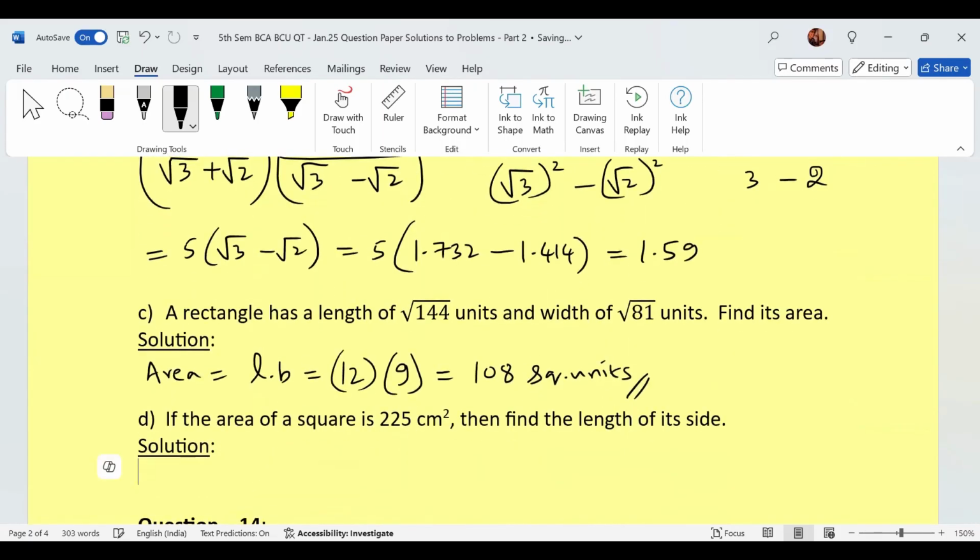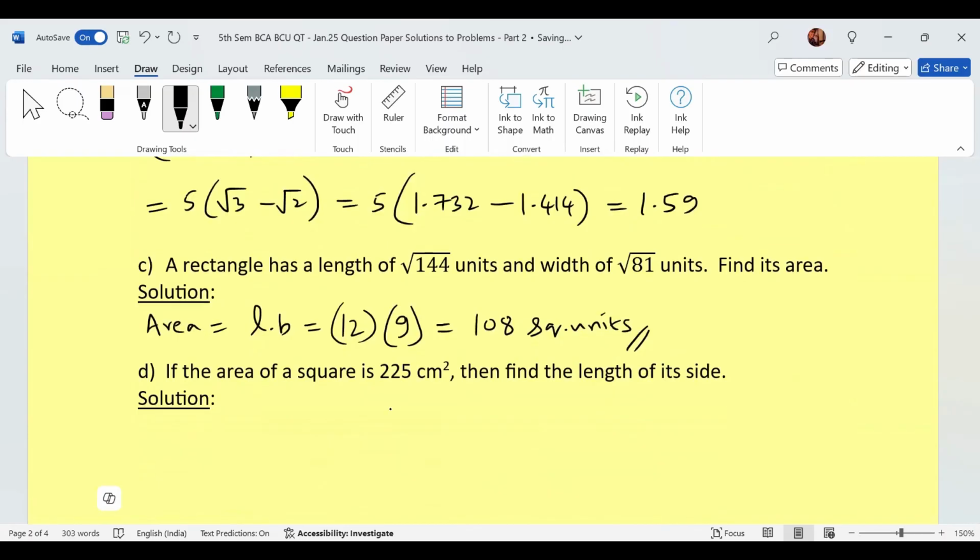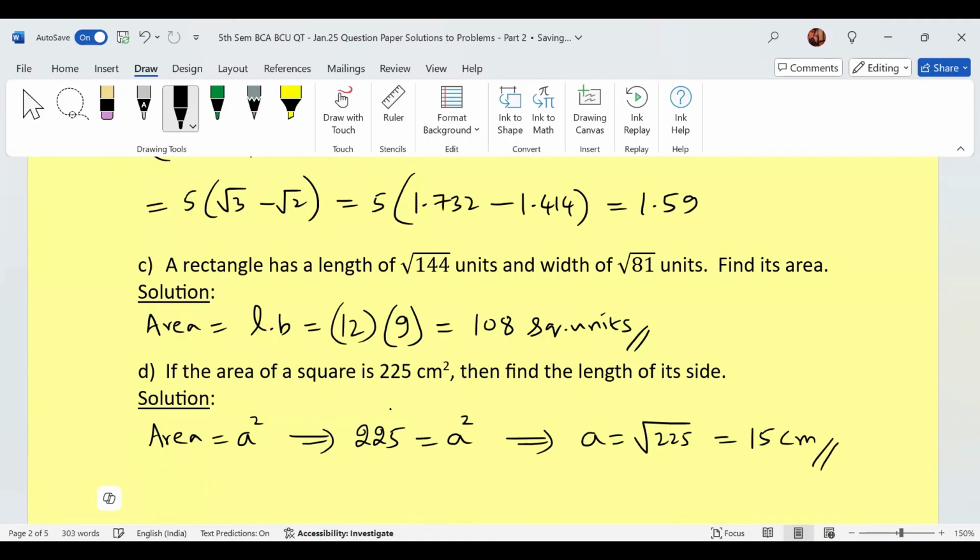Now, part D, it is if the area of a square is 225, area of a square will be A square, where A is the side. So this area is given already as 225, and that is equated to now side square, which means A will be root 225, which is 15 centimeter. That will be the result of this particular question.